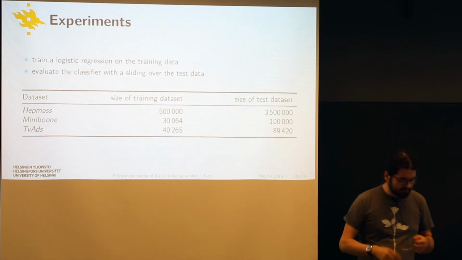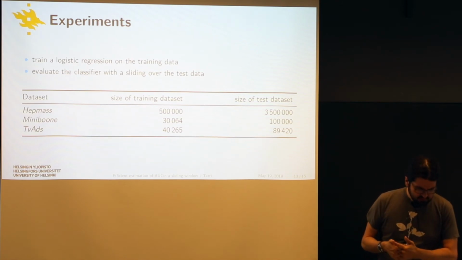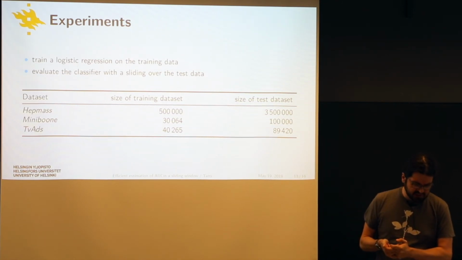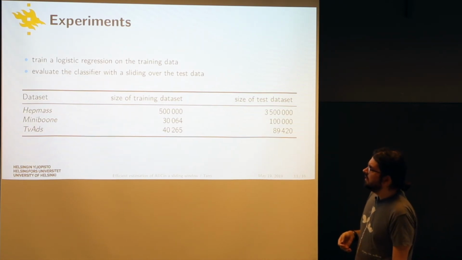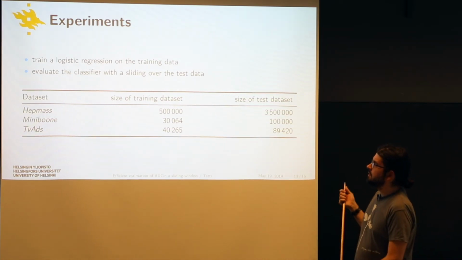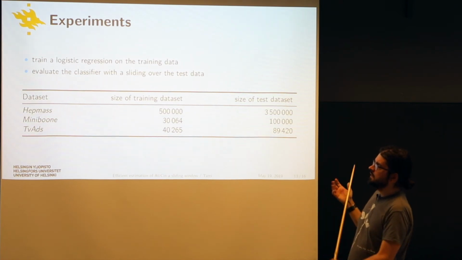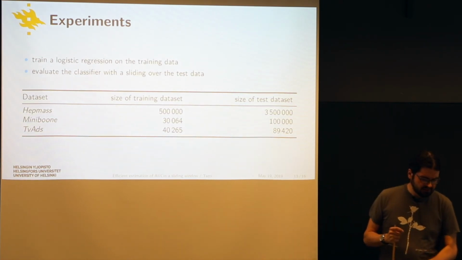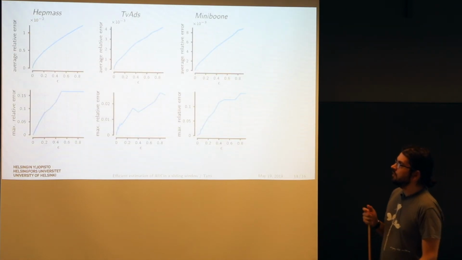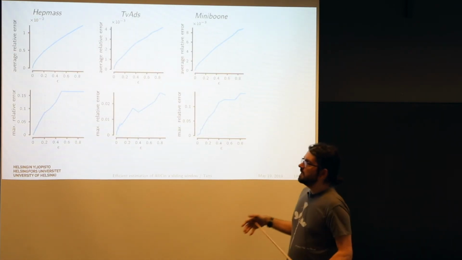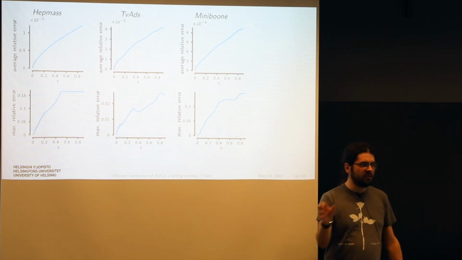Okay, let me show you some experiments that I did. I took a bunch of standard data sets, from the UCI repository, if I remember correctly. I trained just logistic regression on them, and then evaluated the classifier with a tiny window over the test data. I just ran an experiment to show how it behaves, and computed AUC over the tiny window.